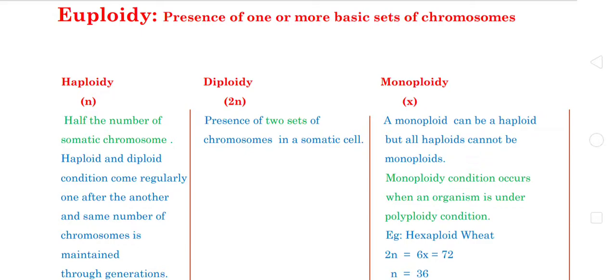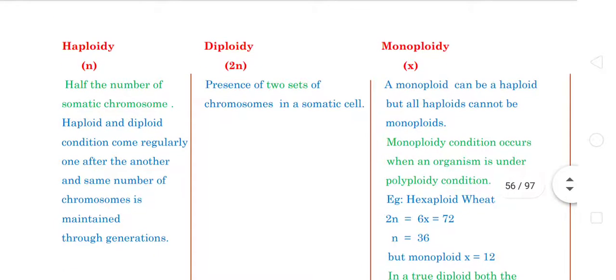It is divided into 3 types: monoploidy, diploidy and polyploidy. If the organism has half the number of chromosomes of the somatic cell, we call it haploidy. Two sets of chromosomes seen in the somatic cell, we call diploidy. Again I am saying haploidy and diploidy.